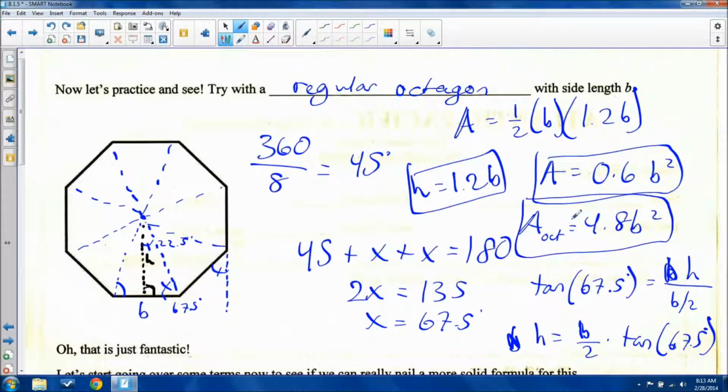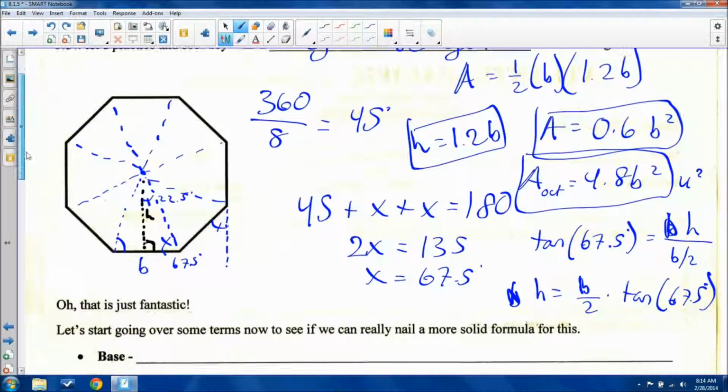And again, think about it. If you had b as 2, take b squared, which is 2 squared, which is 4. 4 times 4.8 is probably about 20. It's 19.2. So that's units squared, by the way. All right, so that's the area of the entire thing. So that's the practice here. And I'm going to start going over some things here. I'm running out of time.